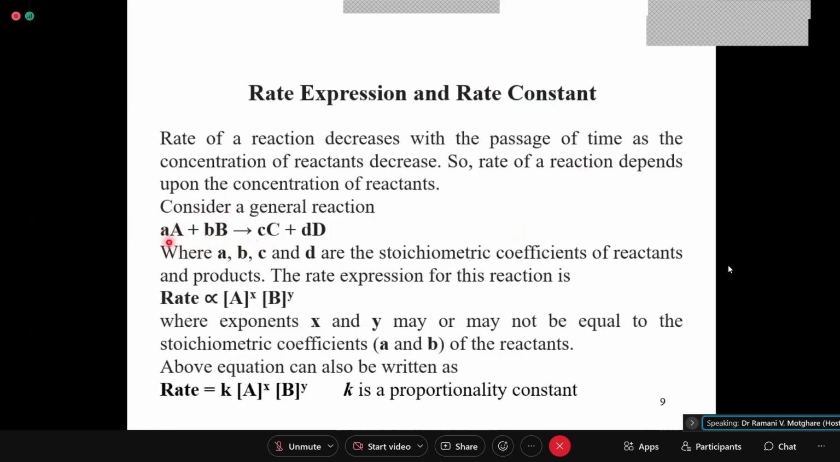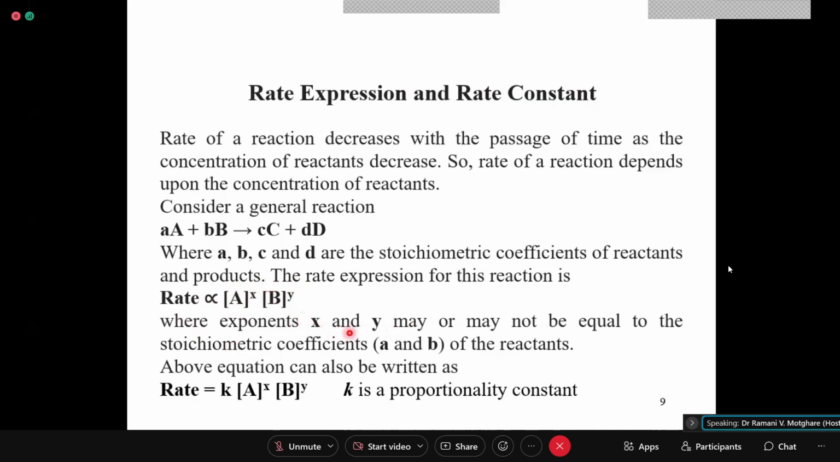So here, aA plus bB giving you cC plus dD. Here a, b, c, d are the stoichiometric coefficients of reactants and products. The rate expression for this reaction is: rate is proportional to the concentration of A raised to x and the concentration of B raised to y. So the product of the concentrations of the reactants raised to the exponents x and y.